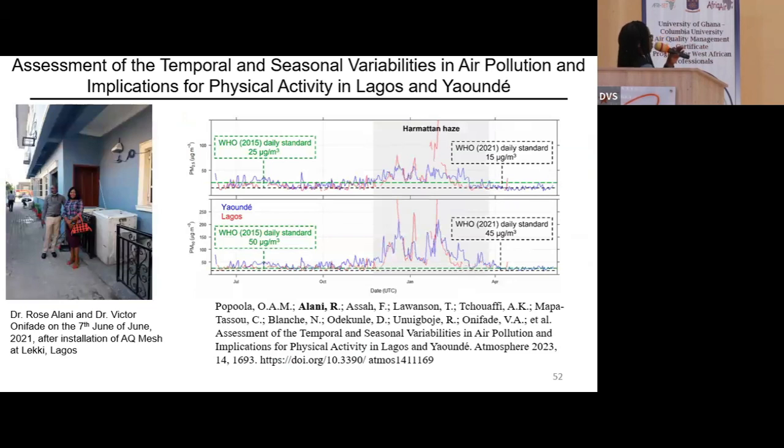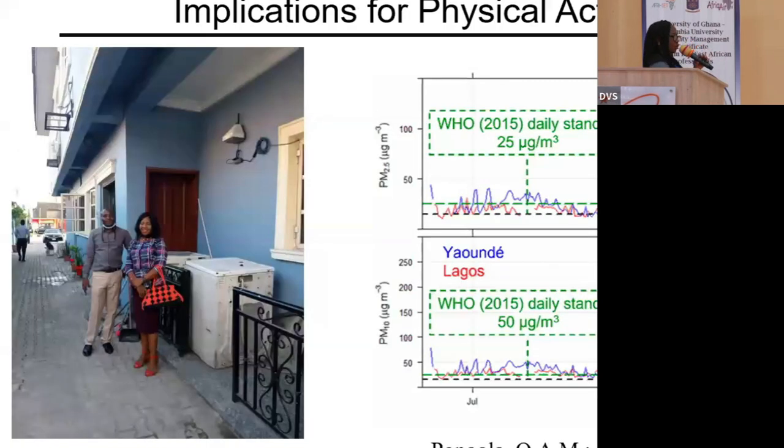So this is another pilot study. Assessment of the temporal and seasonal variabilities in air pollution and implications for physical activity in Lagos and Yaoundé. This is a project with the University of Cambridge, looking at the effect of air pollution on people that carry out physical activities. And this particular one is AQ mesh here.